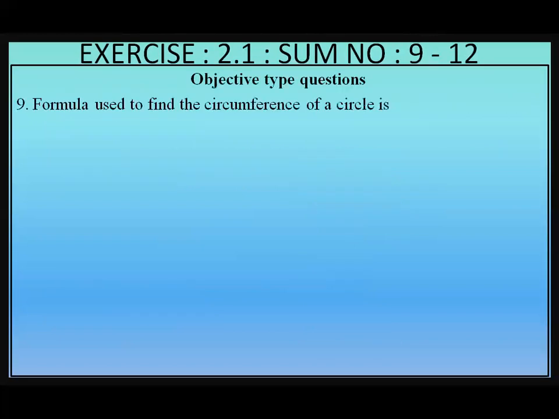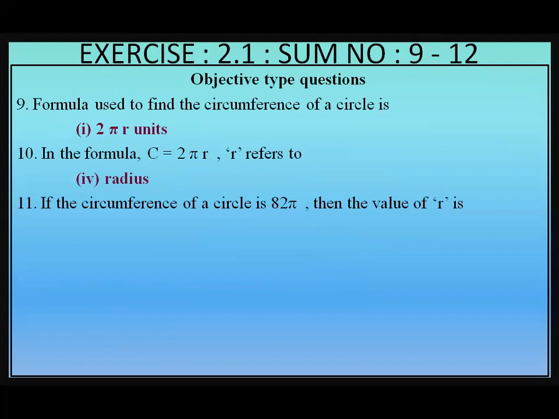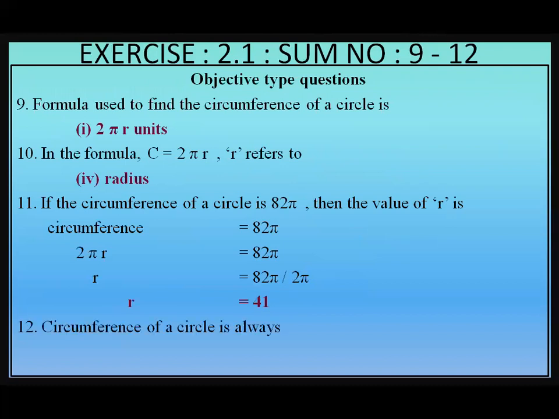Now we'll move on to the objectives. Formula used to find the circumference of the circle is 2 pi r units, or if diameter is given, it's pi d units. In the formula, C is equals to 2 pi r, r refers to the radius. If the circumference of the circle is 82 pi, then the value of r is? Circumference is 2 pi r. So pi and pi cancel. So r is equals to 82 by 2, which is 41. Circumference of the circle is always more than 3 times of its diameter.